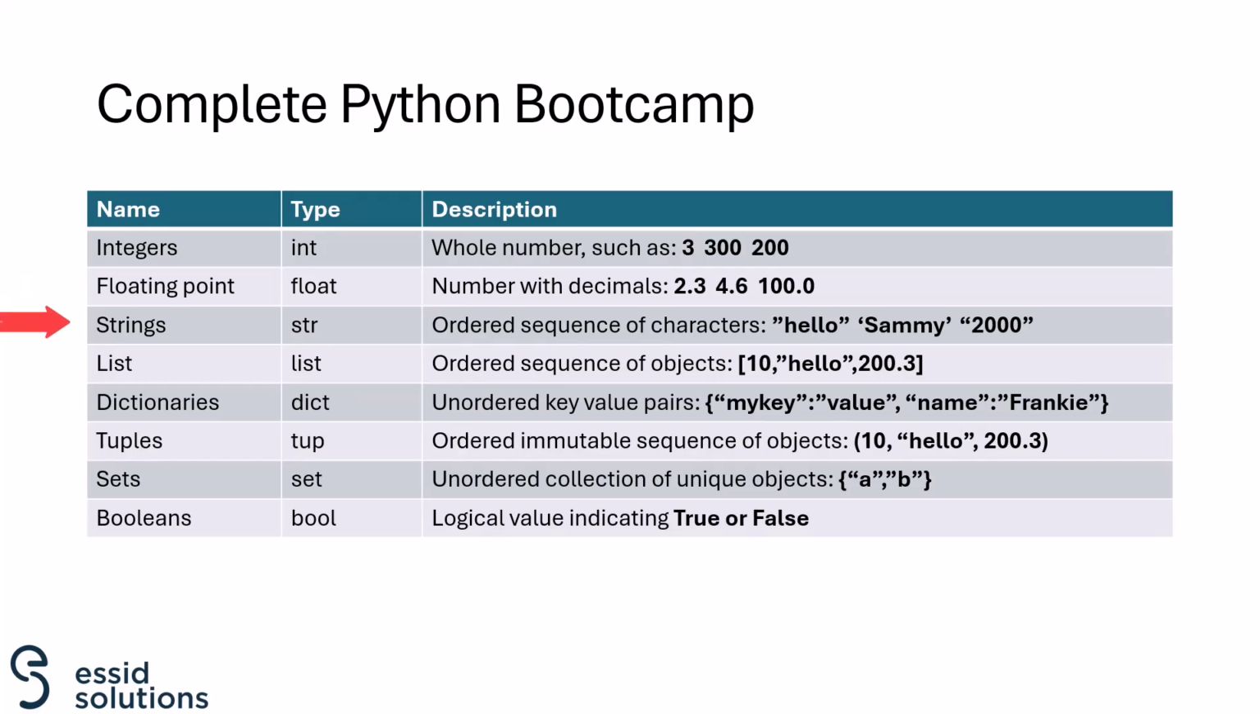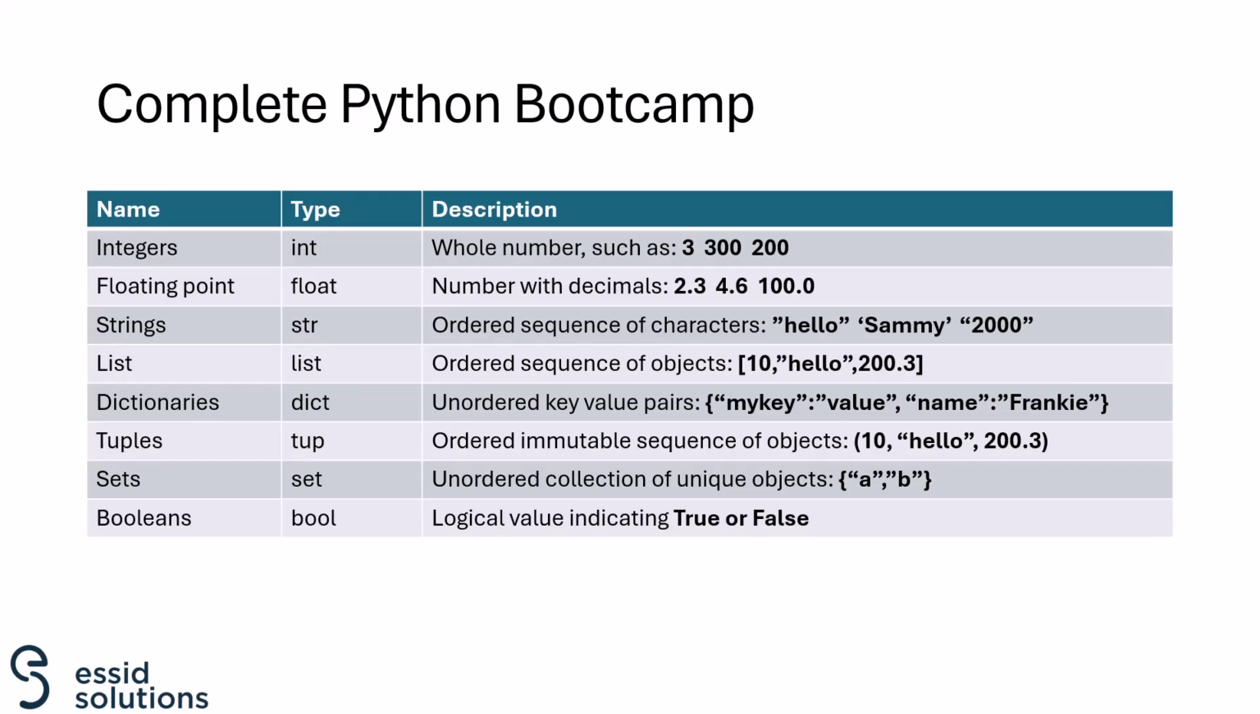Next up are strings. Those are ordered sequences of characters, which could be letters, numbers, or even foreign letters. Strings are denoted by either double or single quotes. For example, hello in double quotes or Sammy in single quotes.